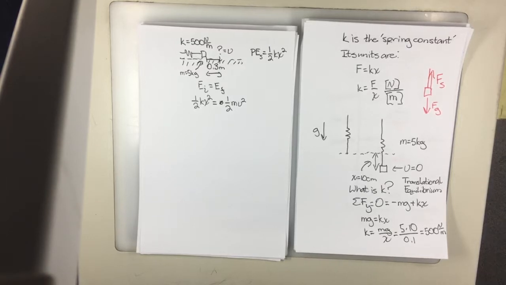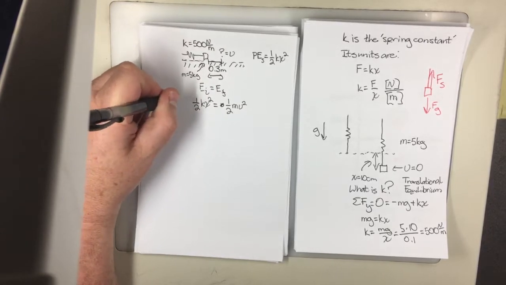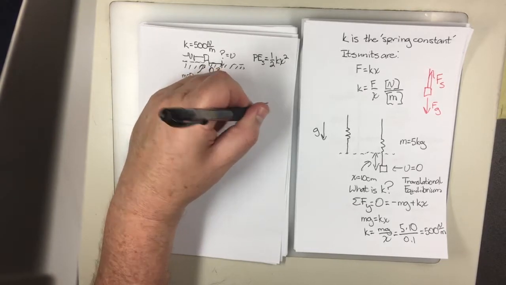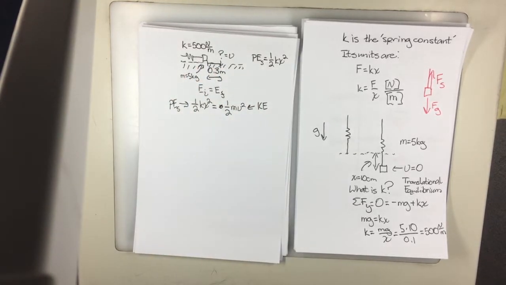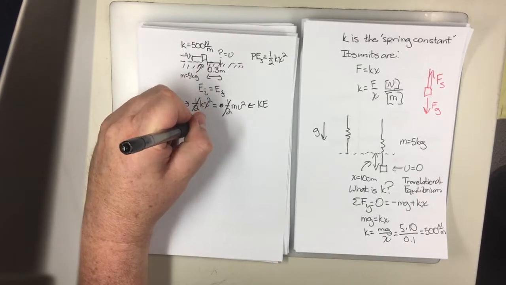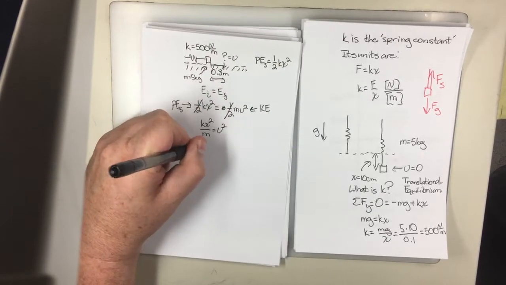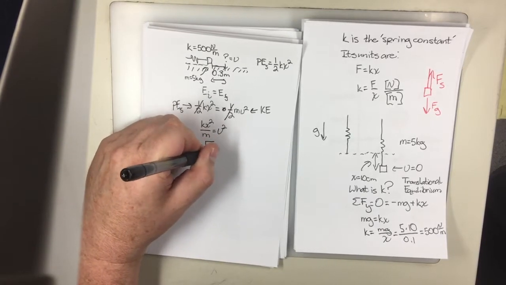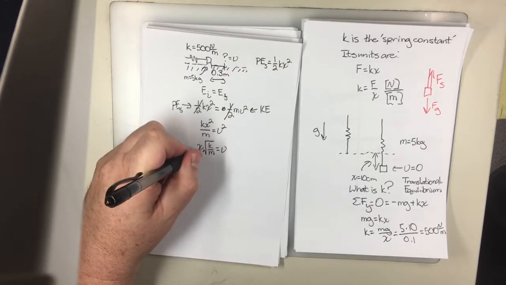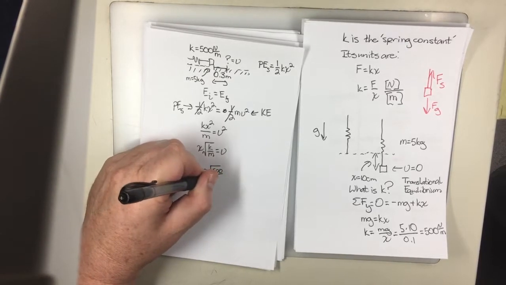So the initial energy is all potential energy of the spring, and the final energy is all kinetic. Those cancel. I'm left with kx squared over m is equal to v squared. So v is equal to x times the square root of k over m. Plugging in our values, 0.3 times the square root of 500 divided by 5.